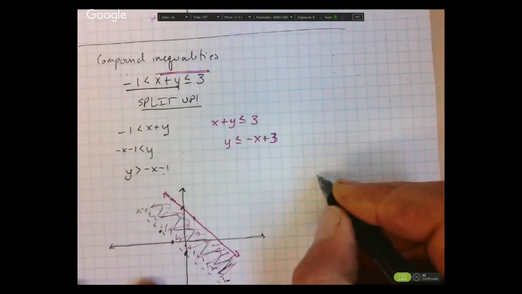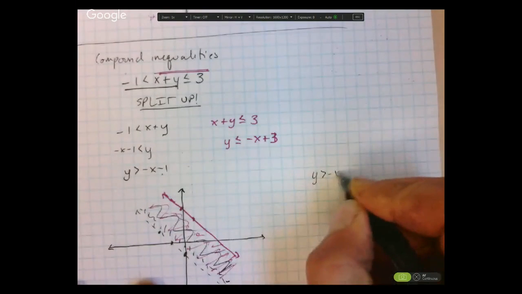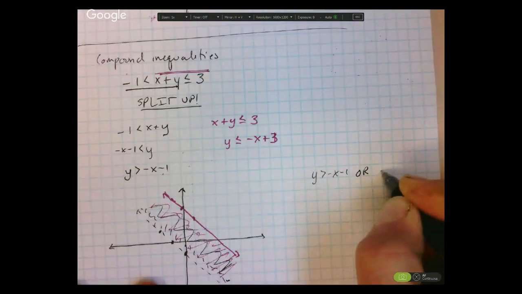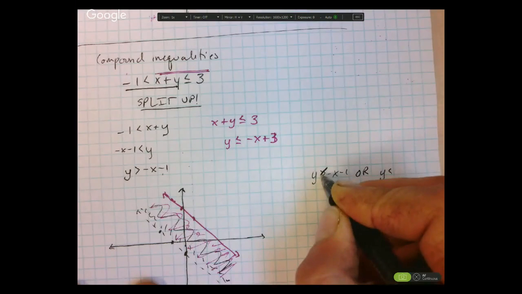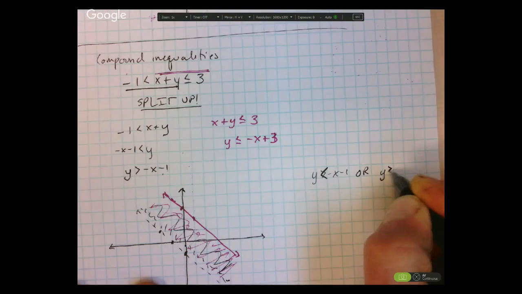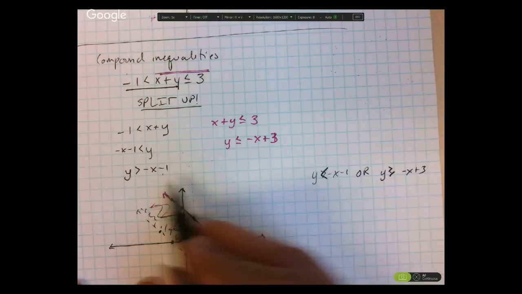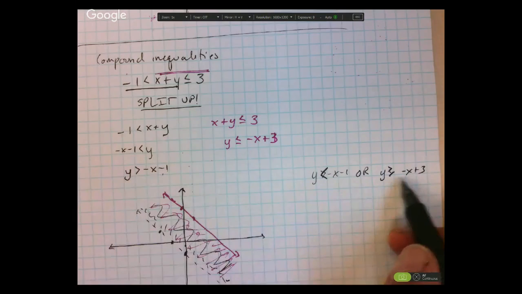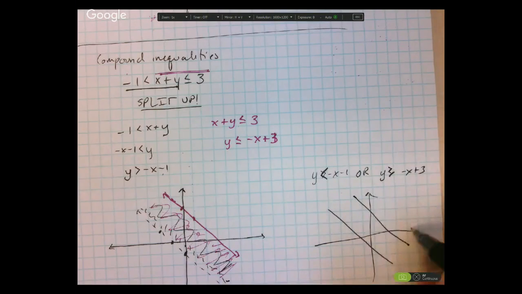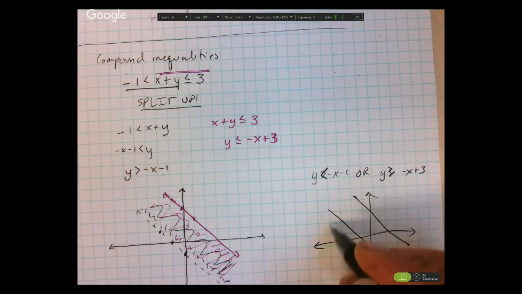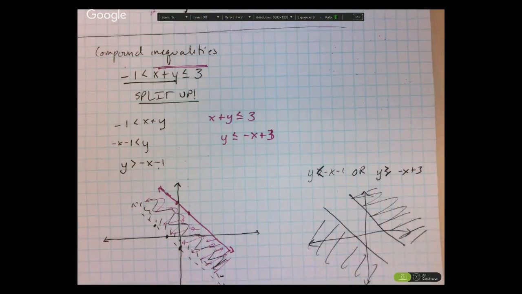Just a side note, if you get something like y is greater than negative x minus 1 or y is less than, let's change that. So y is less than negative x minus 1, it's the other opposite. Or y is greater than or equal to negative x plus 3. These are your lines, just a rough sketch here. If it's an or, you're going to shade both outsides and the inside's left open.